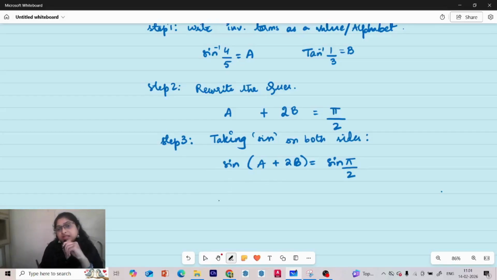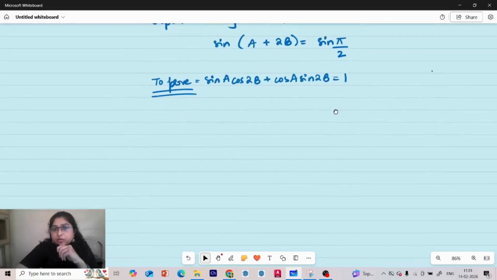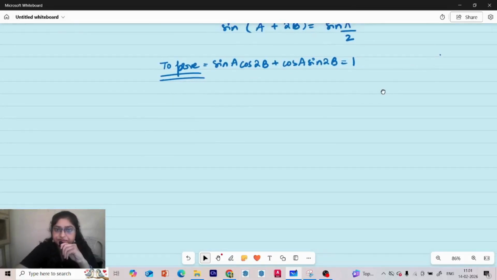So sin(a plus 2b) becomes sin a cos 2b plus cos a sin 2b is equal to 1. You know the identity. This is the step that I have to prove, and we got it because we've rewritten the question in this way. If we prove this step, LHS equal to RHS, we would have proved the question.